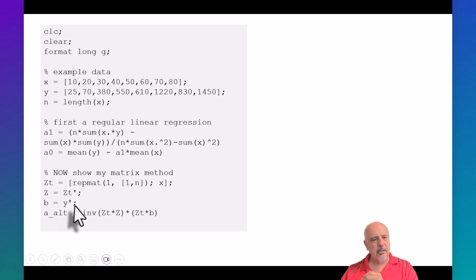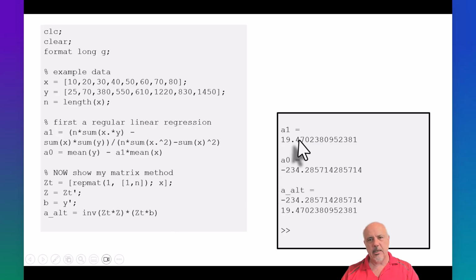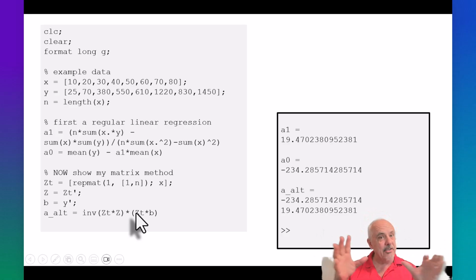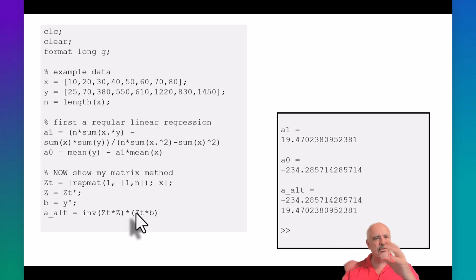So now B is a column, and then I implement the inverse of Z transpose Z times Z transpose B, and then I look at the code. The A1 and the A0 are the brute force way that we had learned earlier. And then the A alternate here, that's going to be the result of that matrix multiplication. So this is a much more compact way of doing it, and it extends, as I'm going to show you now, into polynomial regression as well as multivariate regression. It extends very nicely.